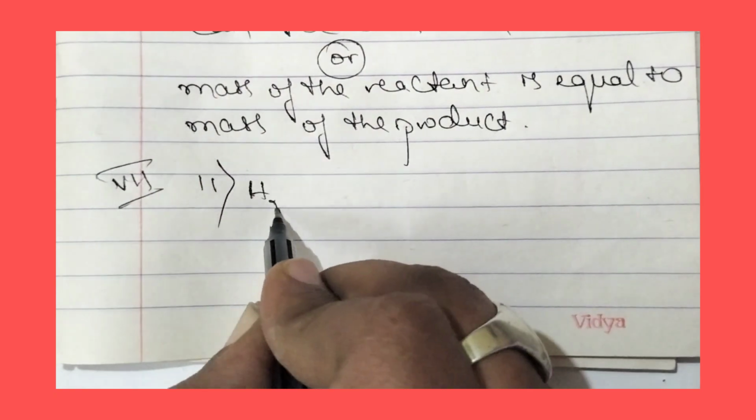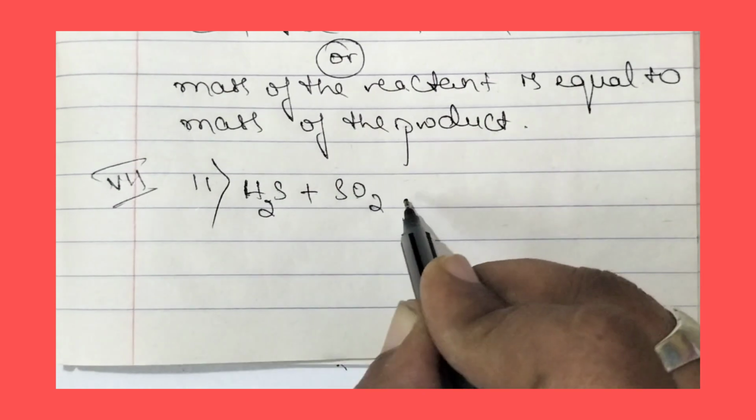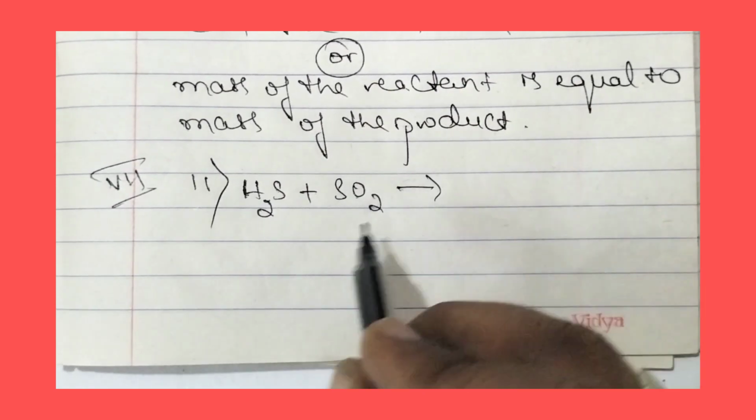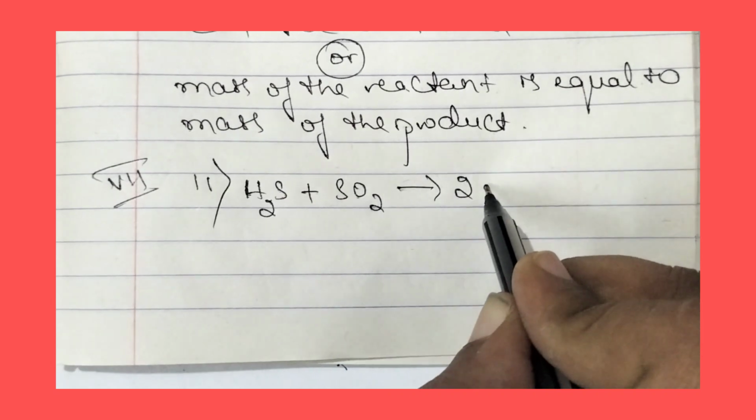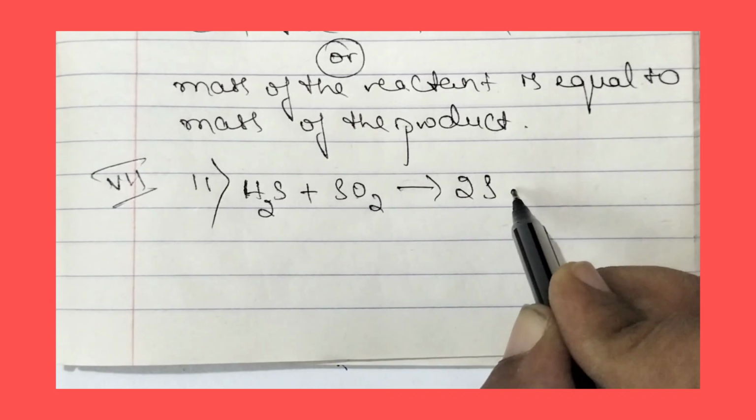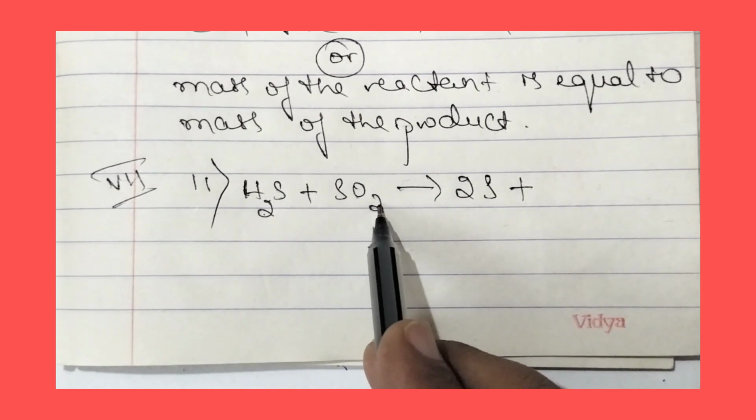Hydrogen sulfide H2S, when it reacts with sulfur dioxide SO2, forms sulfur. Here one S is there, here one S is there, it will become 2S plus. So here hydrogen 2 is there, here also 2 is there.